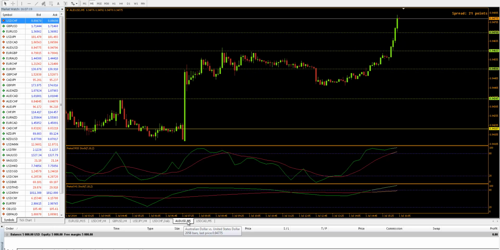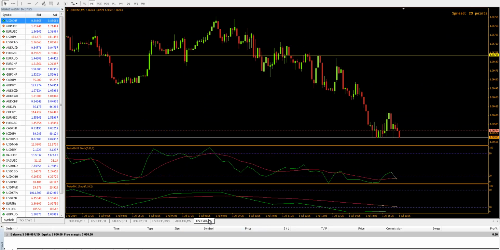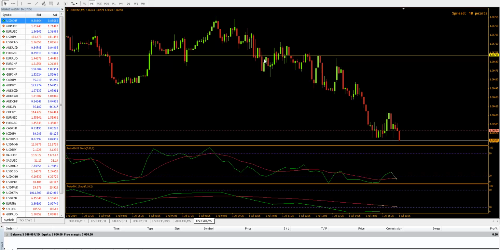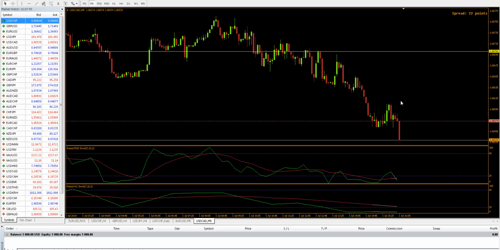Okay, let's wait for a little retracement here before taking any decision on the Aussie dollar. All right, and the USD CAD, the loonie, is coming down. Let me explain the process. We have a negative slope on the D line of the 1 hour stochastic, so we should prefer shorts. We should prefer sells.